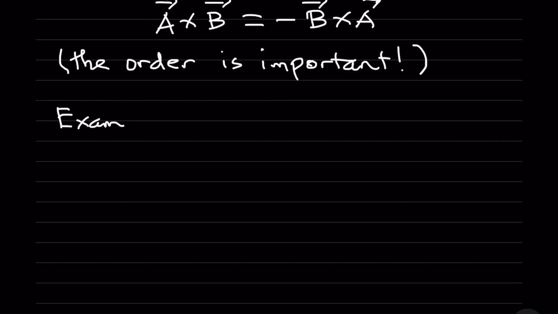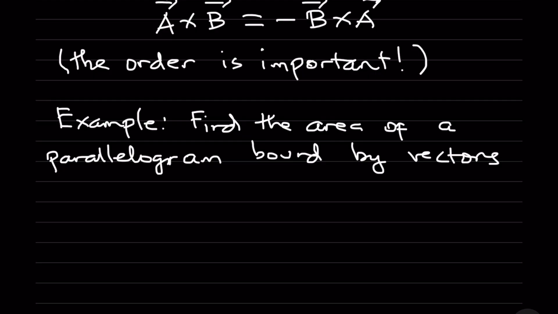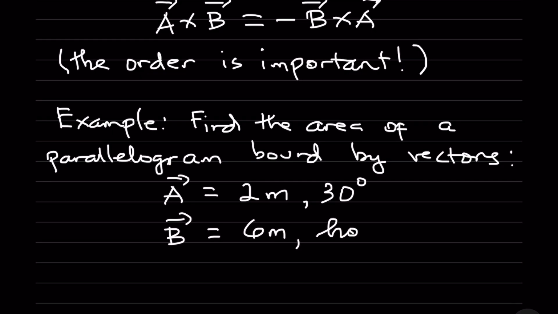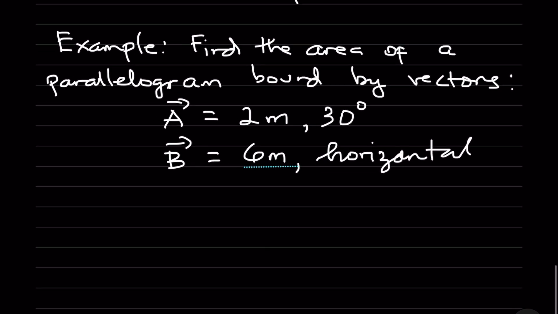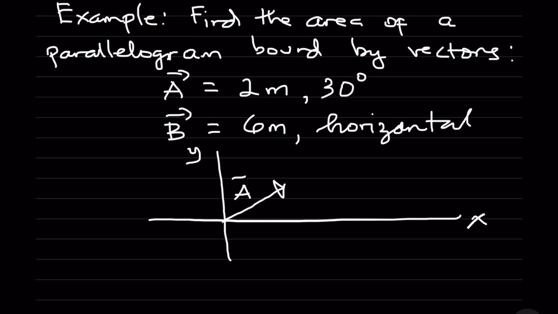Let us have an example. Find the area of a parallelogram bound by vectors A equal to 2 meters at 30 degrees and vector B equal to 6 meters horizontal. Okay, so I draw here a two-dimensional Cartesian plane. This is vector A, the direction is 30 degrees, and there's also vector B, the direction is horizontal.